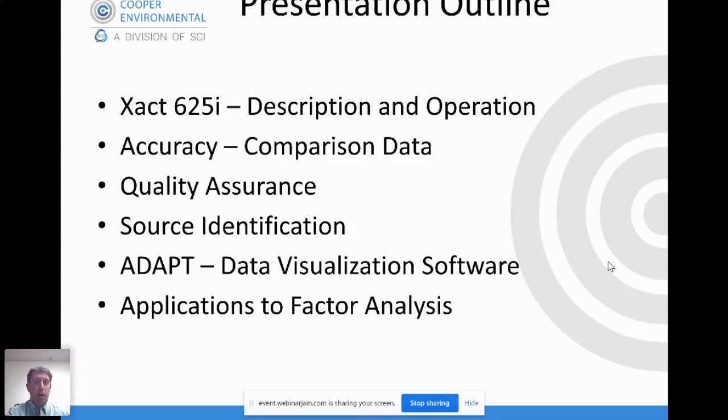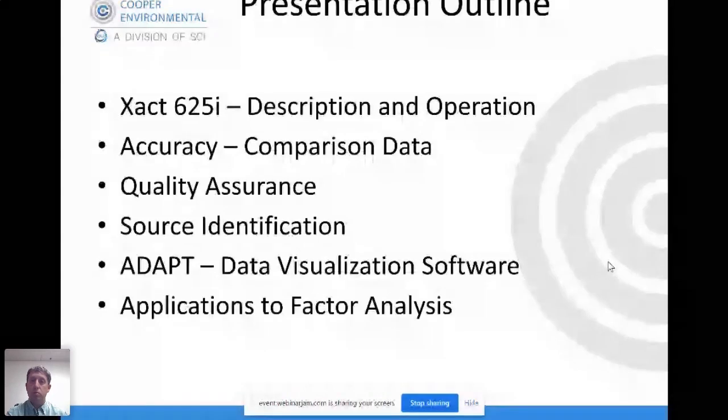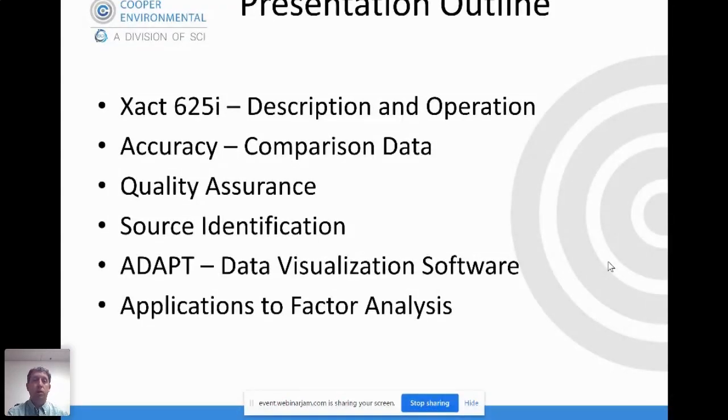And then we'll go into some more specific examples of source identification and how the instrument can be used. We'll be talking a little bit about ADAPT, which is a data visualization software package that comes with the Xact that is very useful in source identification and source apportionment. And then finally, we'll be talking a lot about how the instrument and the data from the instrument has been used for various types of factor analysis and source apportionment in air sheds throughout the world.